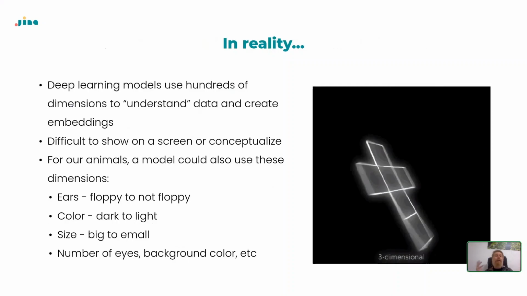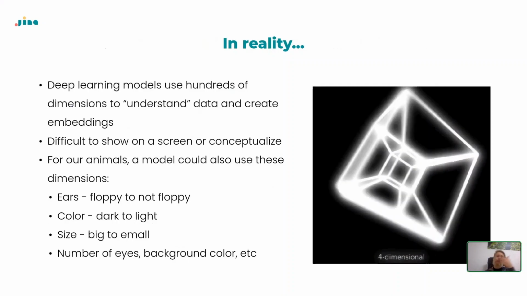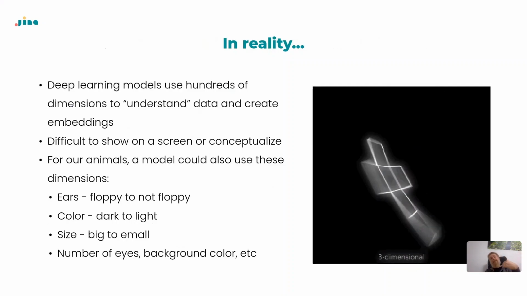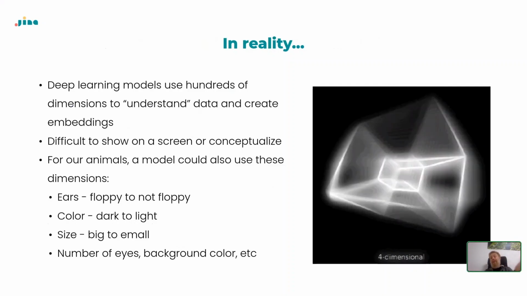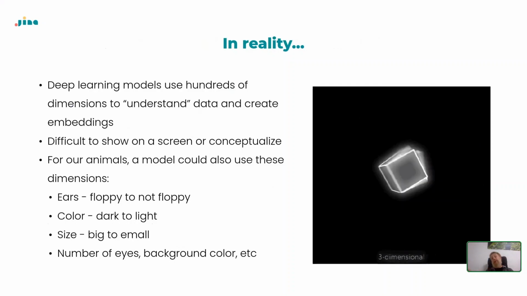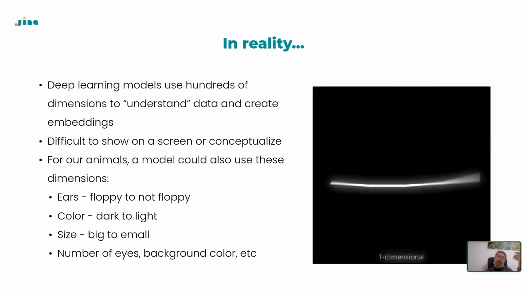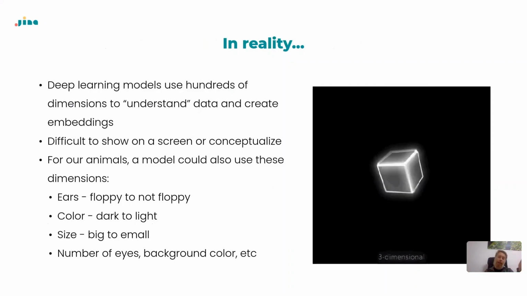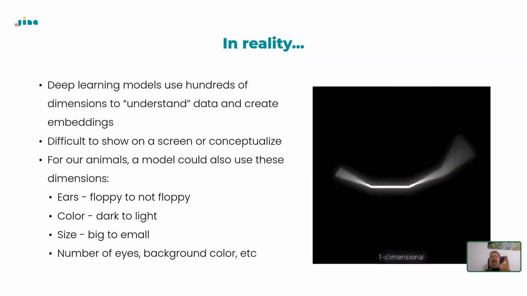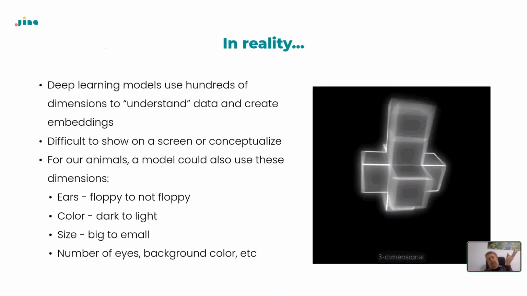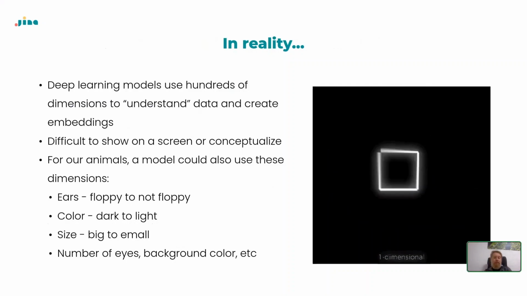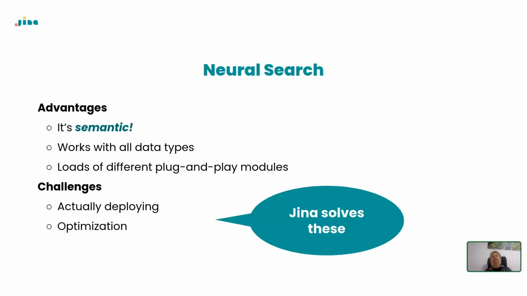And we could add a whole bunch of different dimensions to our models. How floppy are the ears? What color is it? Is it dark or light? I mean, with that, you could do one dimension. If you want to go, is it yellow or brown or black? You could use 3 dimensions, one for red, one for green, one for blue, and so on and so on. So this is what we call neural search.